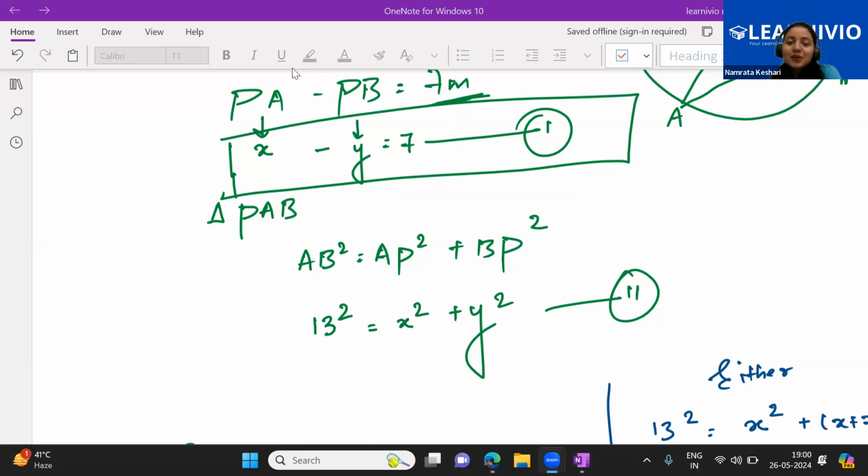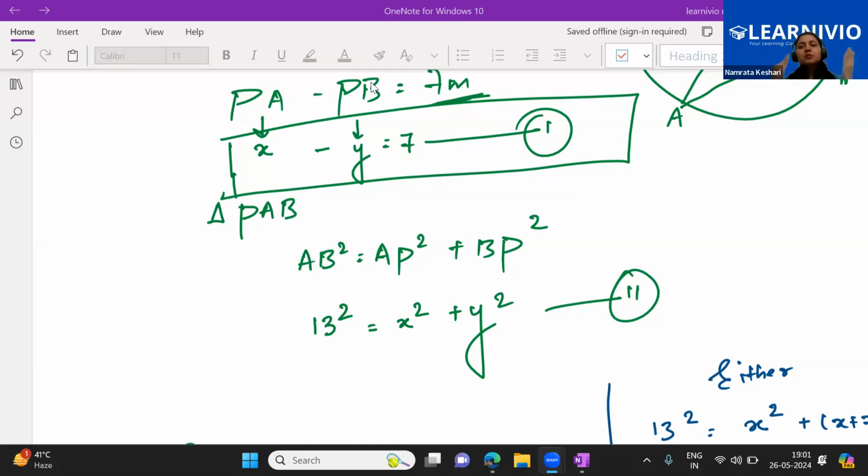Okay, Maya, rest of the students, are you getting it? Ma'am, why have we taken x plus 7? It should be x minus 7 square. Yes, we can take x minus 7 also. One of them is x, another is x minus 7.